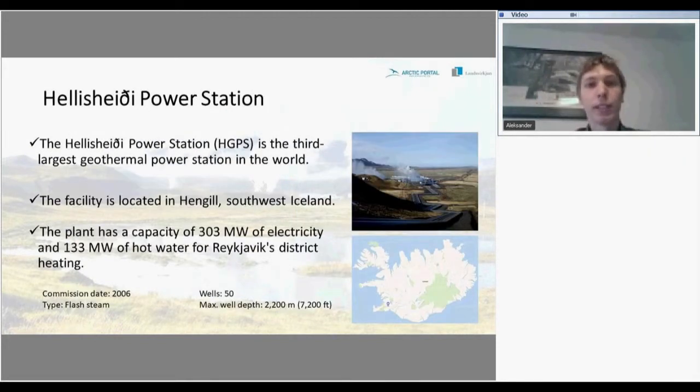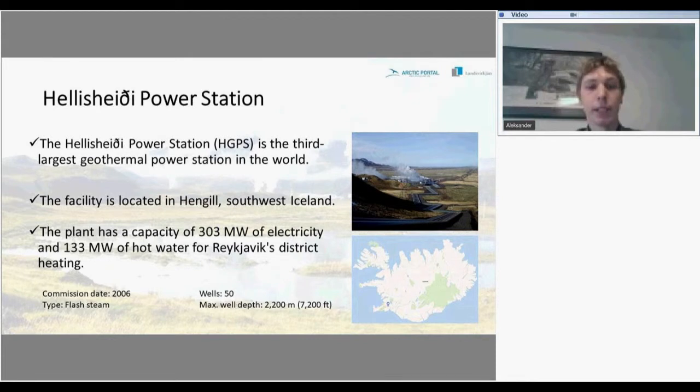So I will briefly describe the biggest geothermal power stations in Iceland. We can start with the Hellisheiði power station. This is the biggest one in the country and the 3rd largest power station in the world. It's located in Hengill, southwest of Iceland.